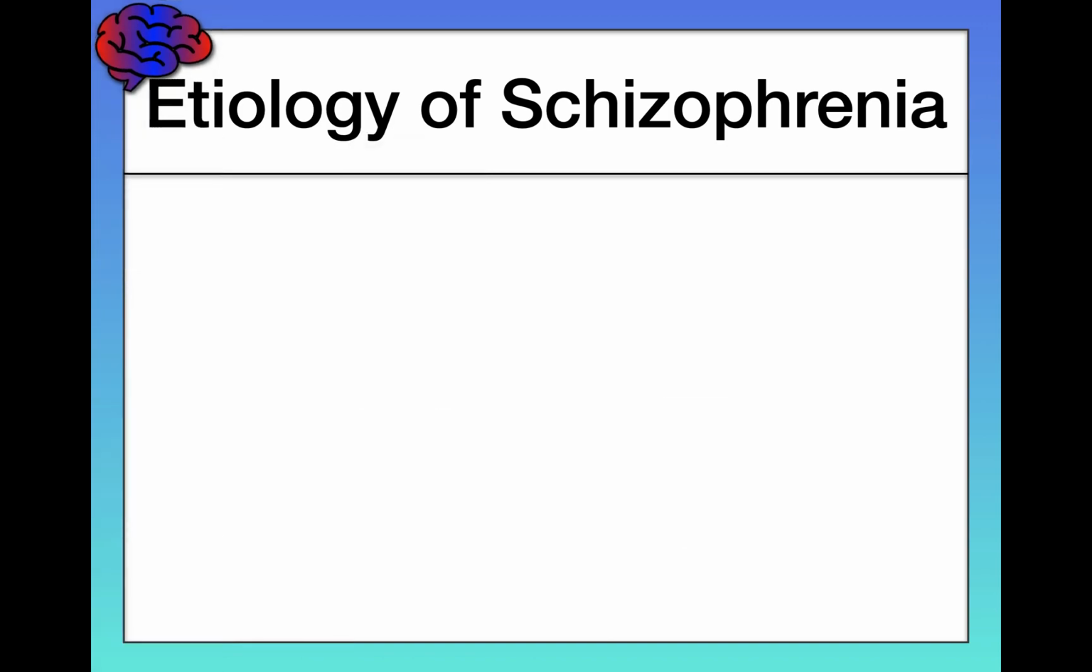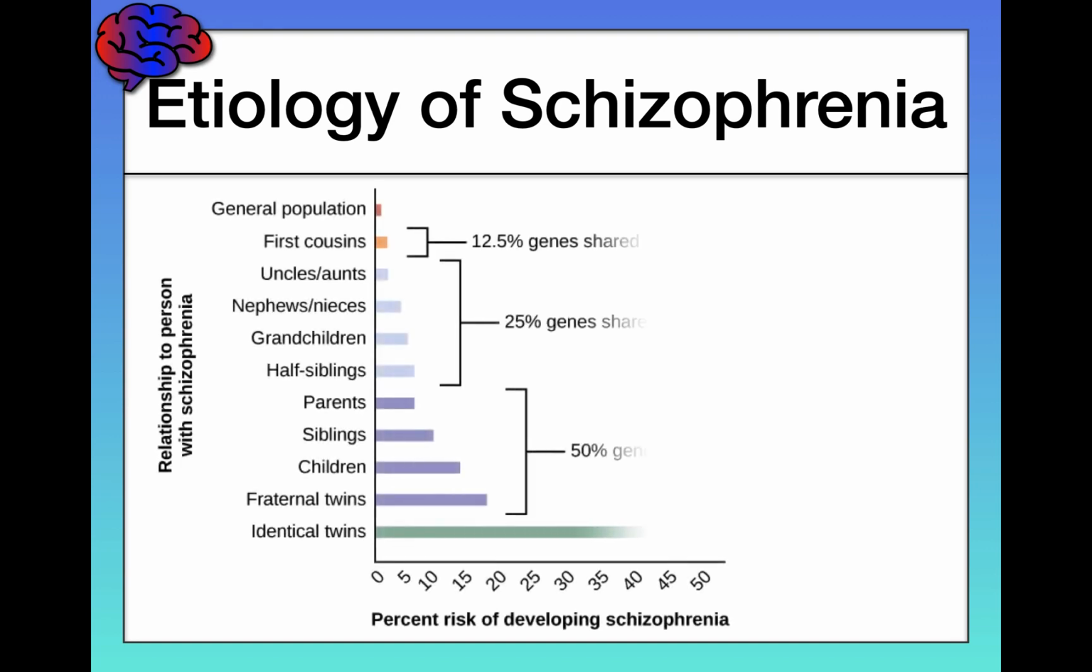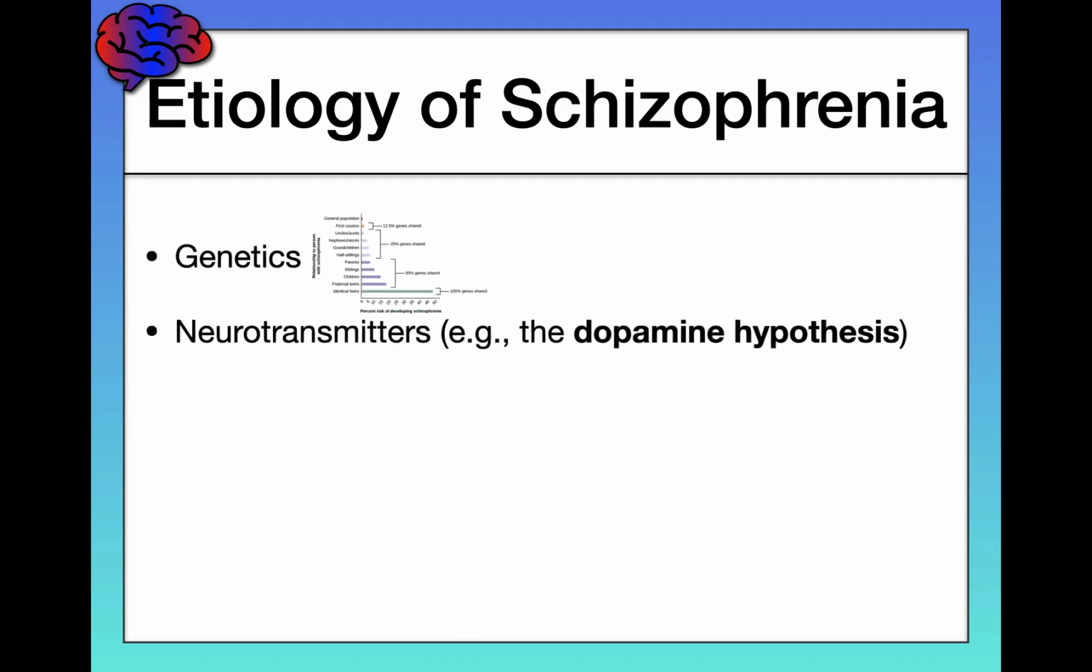Let's end by discussing the etiology, again, the causes of schizophrenia. As we saw in a previous video, the more genes you share with a person who has schizophrenia, the more likely it is that you'll develop it. And this suggests a significant genetic component to the development and perhaps perpetuation of schizophrenia as well. So genetics seem to play a role. There's other biological components as well.